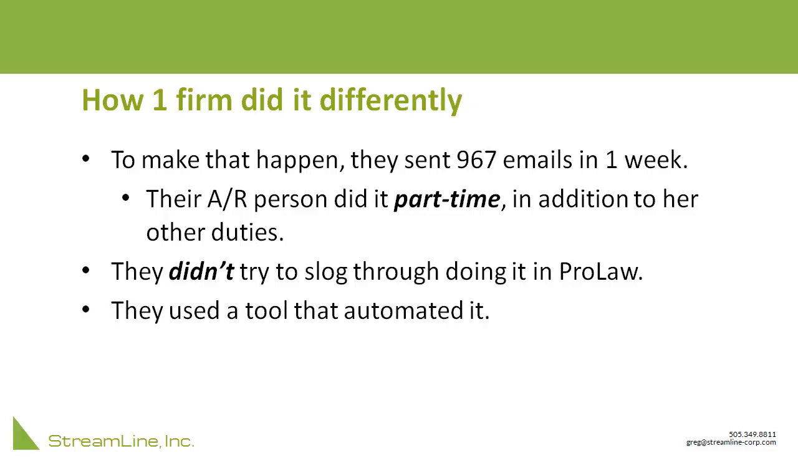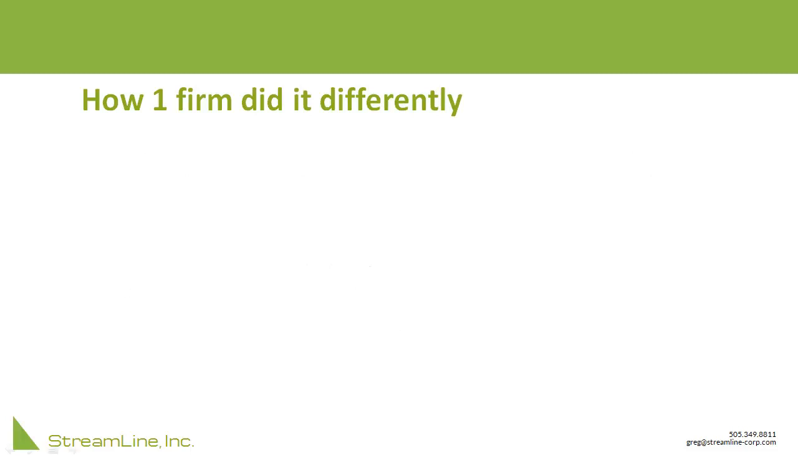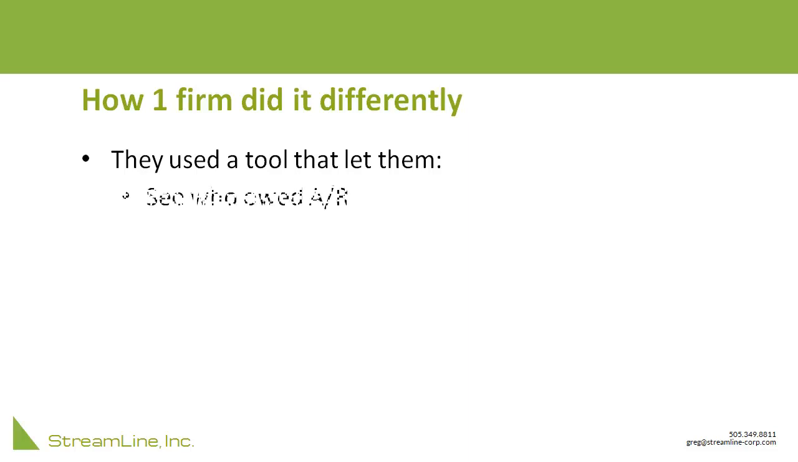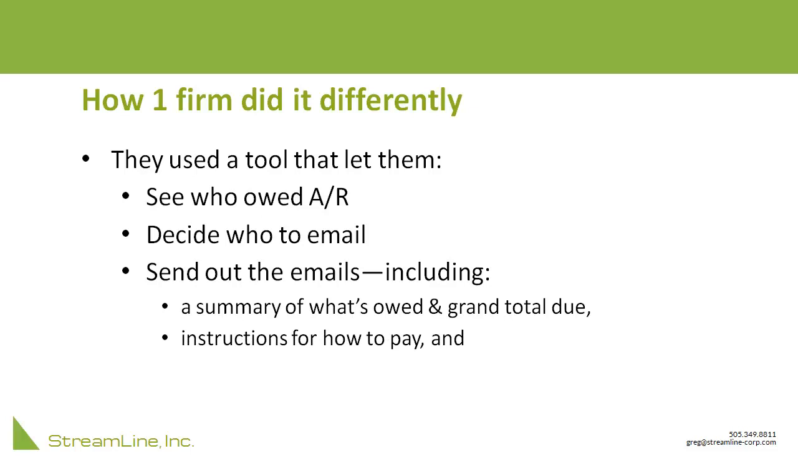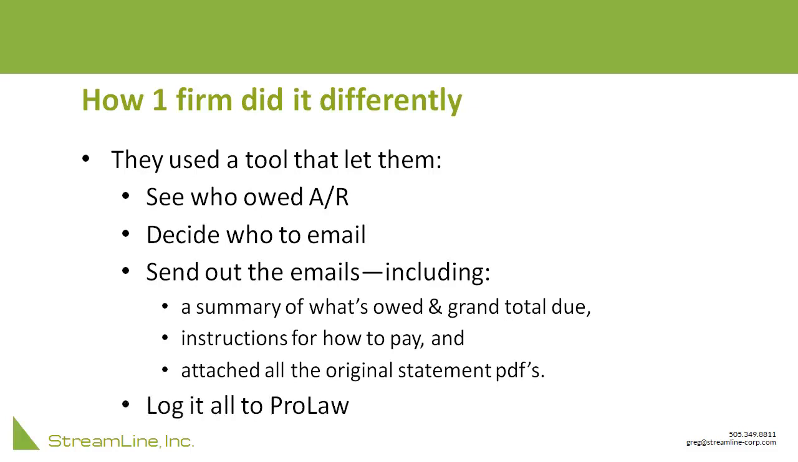What they did is they used a tool that automated it, and it was a tool that I ended up creating that lets them see who owed AR, decide who to email, and send out the emails. All these emails that they sent out included a summary of what was owed and a grand total due, so the client could easily see, like in a table, all their AR statements and the total due, instructions for how to pay if they wanted to pay through snail mail or online, and all the original statement PDFs attached to the email. Then it logged all that to ProLaw.